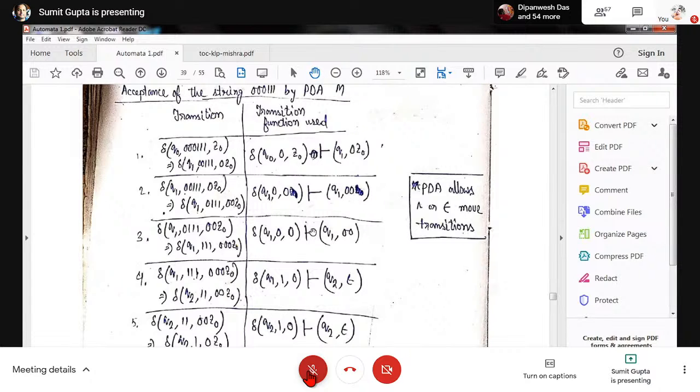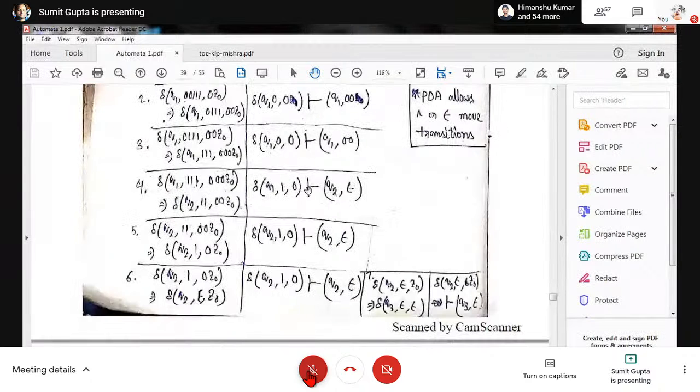Now look at this. First let us see all the transition functions. Now let's see, this is repeated. Let's see here. Suppose Q1, 1, 0. So 1 is on the input tape, 0 is on the push down store or stack. If this is the delta transition that has to be employed, then what will be the resultant? It will be Q2, epsilon.